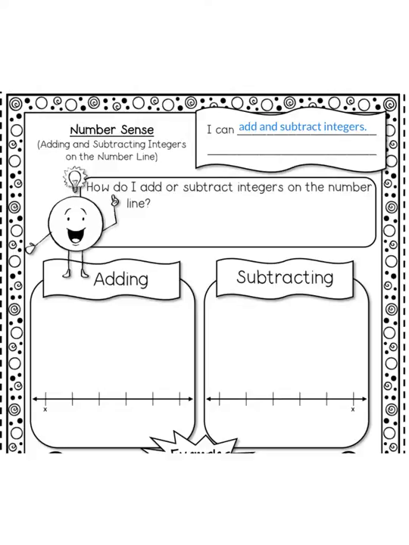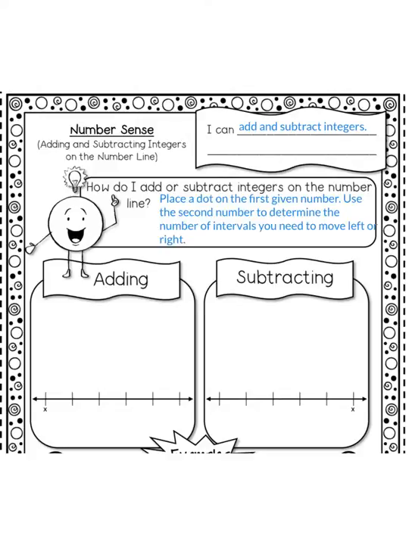How do I add or subtract integers on the number line? Place a dot on the first given number. Use the second number to determine the number of intervals you need to move left or right.